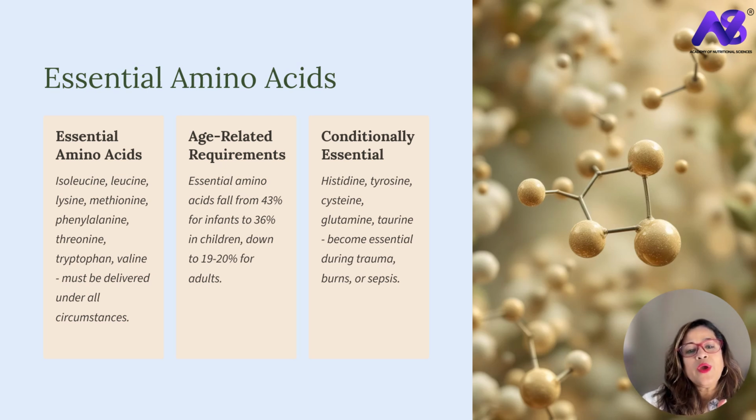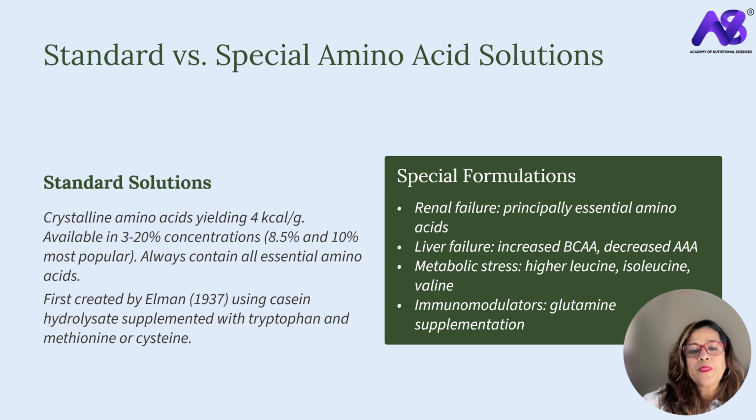Okay, so you can give all these essential amino acids through parenteral nutrition, and you can also give leucine, isoleucine, and valine in certain diseases. Talking about glutamine, it becomes essential in metabolic stress, and when you require glutamine, you have to also add it to your parenteral nutrition. Now, amino acids in parenteral nutrition: standard versus a special amino acid solution.